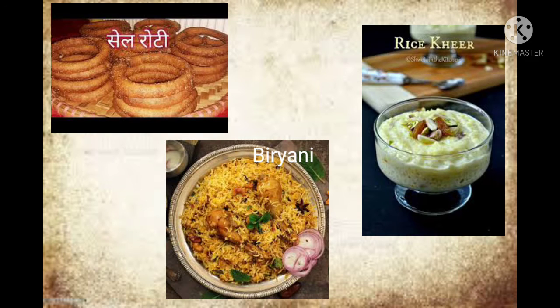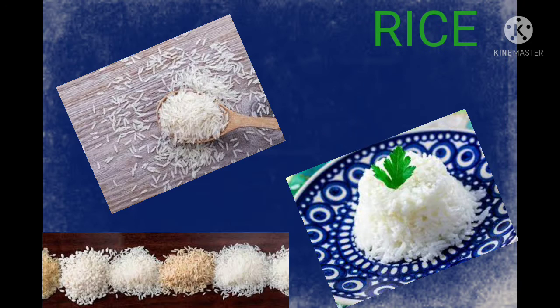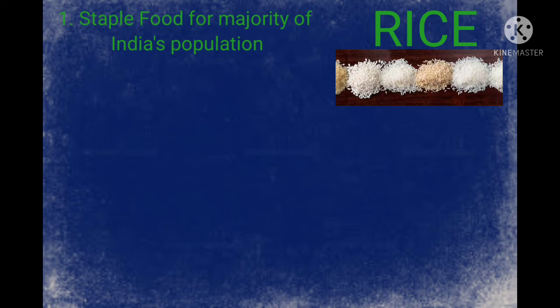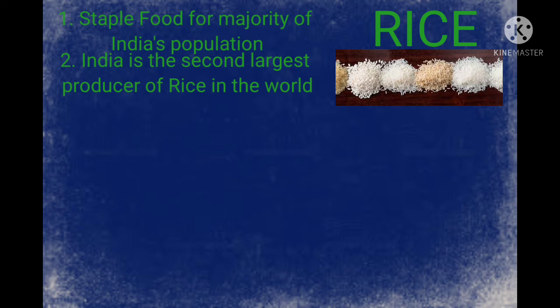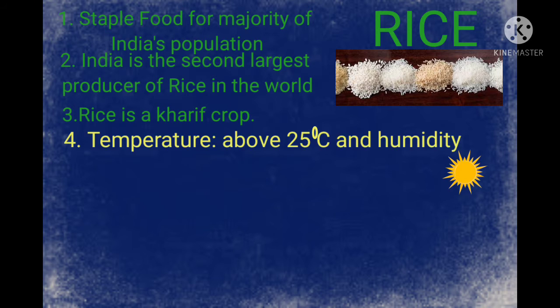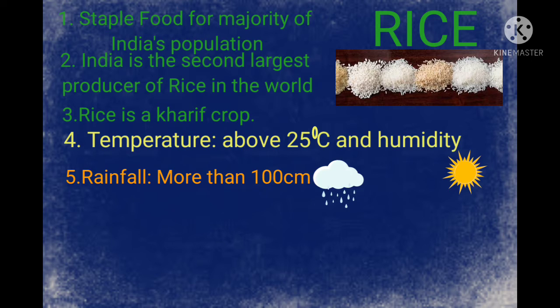So when you see these pictures of tasty foods that you eat and enjoy, rotis, delicious kheer, tasty biryanis, they all are made from rice, isn't it? So rice is the staple food for a majority of India's population. India is the second largest producer of rice in the world. Rice is a kharif crop, as you all know, and it requires very high temperature above 25 degrees centigrade and humidity, and it also requires rainfall of more than 100 centimeters for its proper growth.